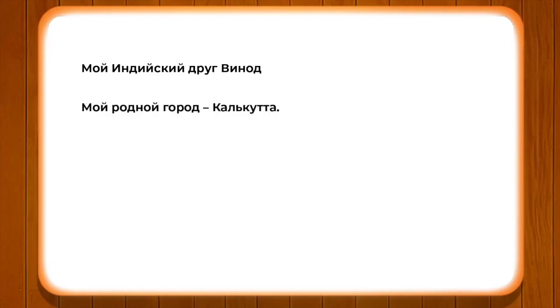So the title of the text is Moi Indiyskiy drug Vinod. Moi is personal pronoun, Indiyskiy drug. So here Indiyskiy has been used as an adjective. Drug is the noun, Vinod is a proper noun. Suppose if we want to change the title of the text from Vinod to Gita, so it would be Moya Indiyskaya podruga Gita, and like this you can also replace it with any other noun of your choice. Moi rodnoi gorod.